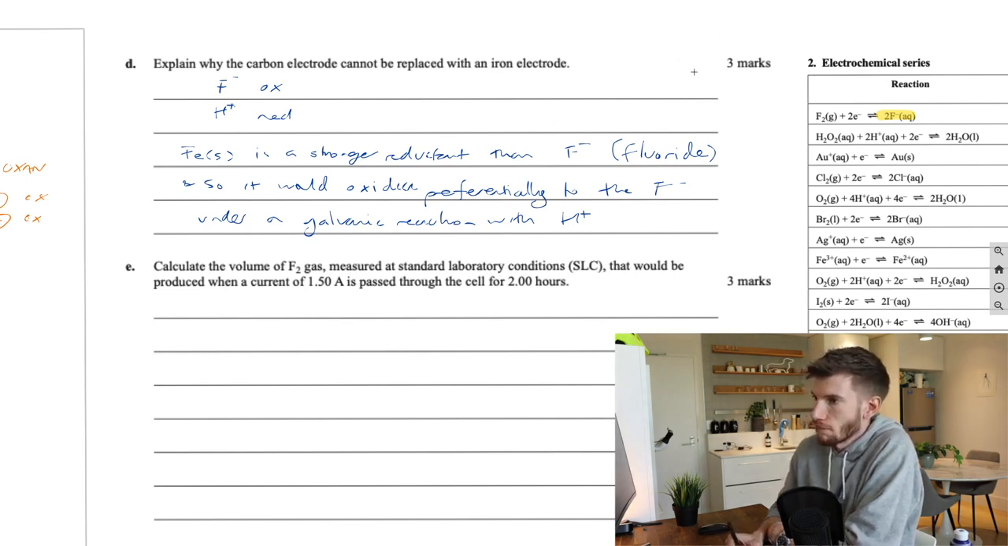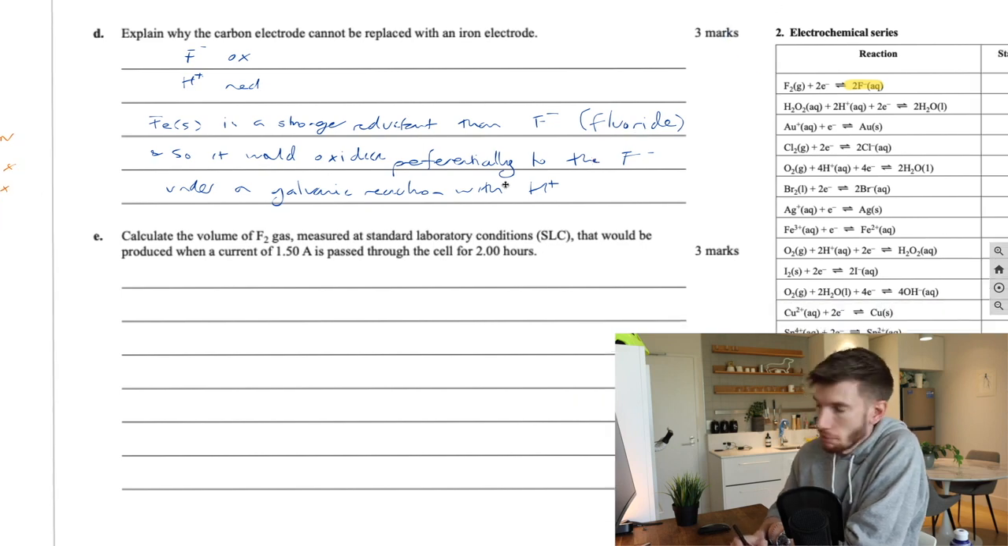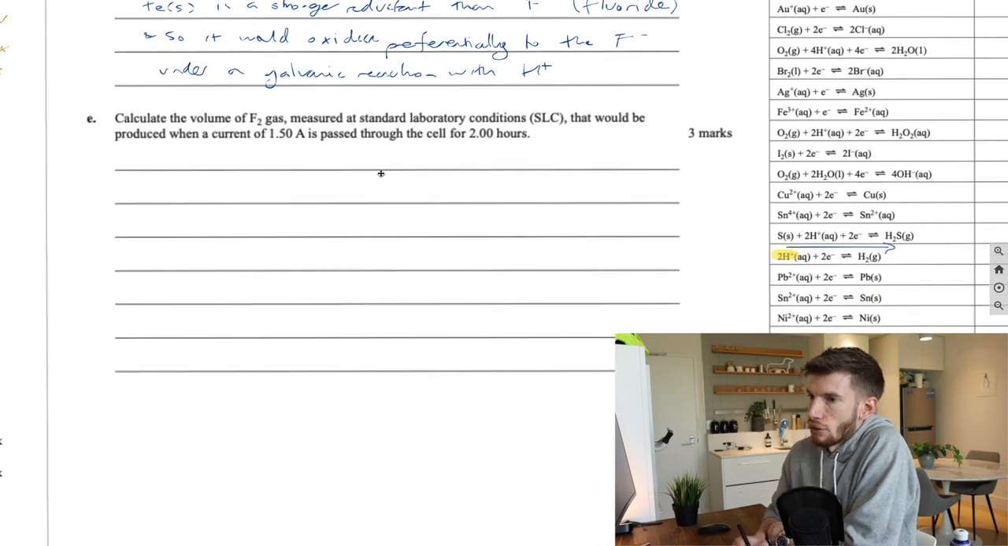It's pretty generous of them to do 3 marks. I would say that's really just 2 marks, but we'll take it. And then it says calculate the volume of fluorine gas measured at standard lab conditions that would be produced when a current of 1.5 amps is passed through the cell for 2 hours.